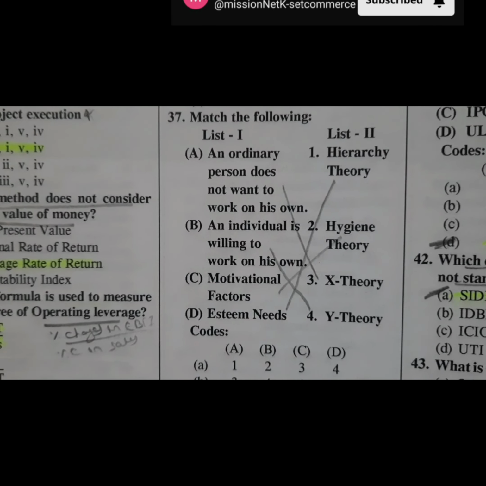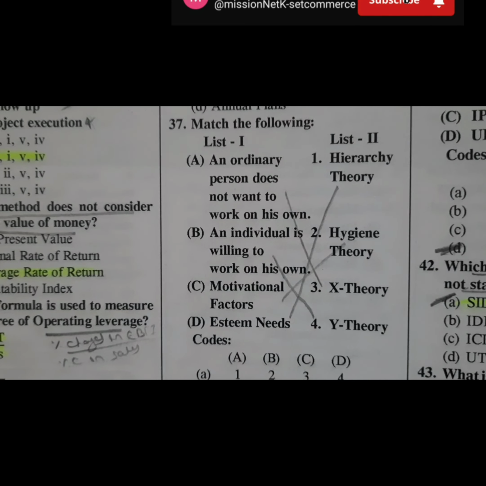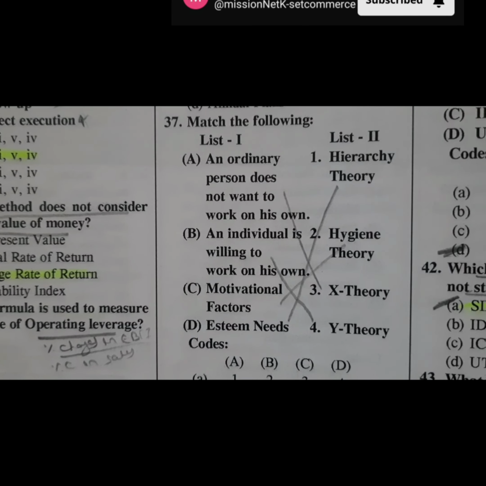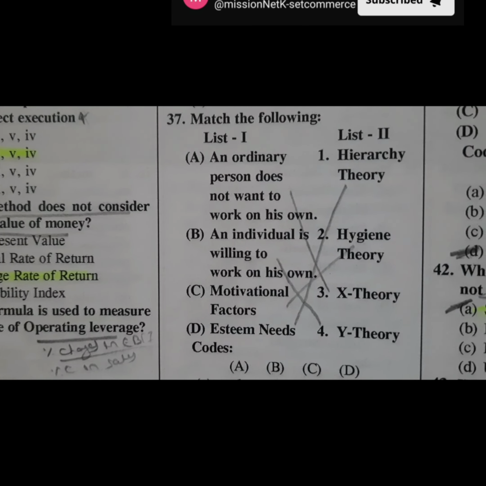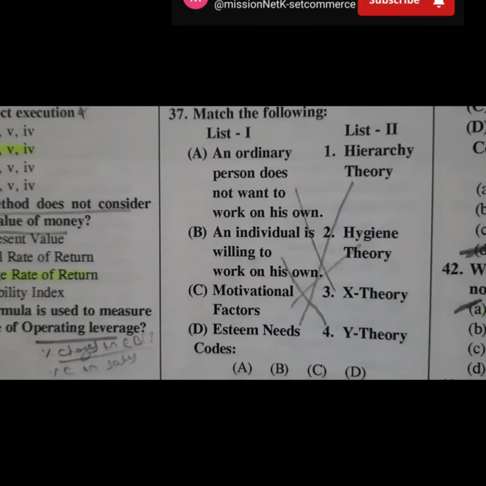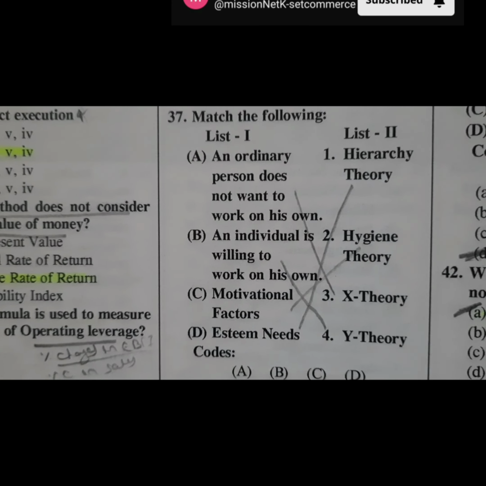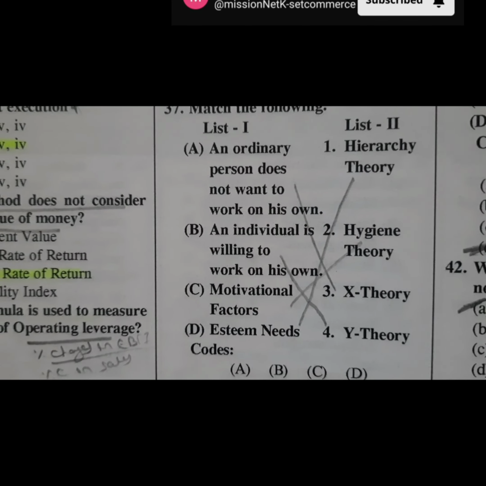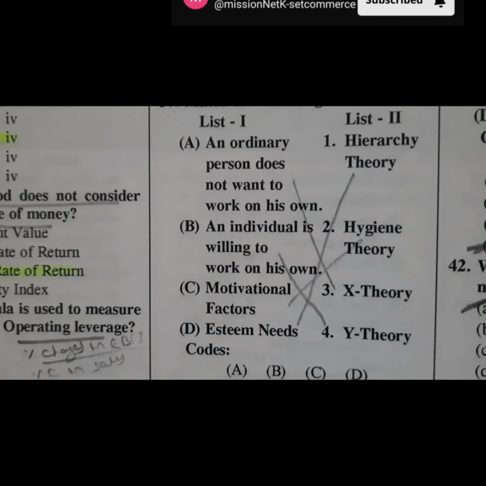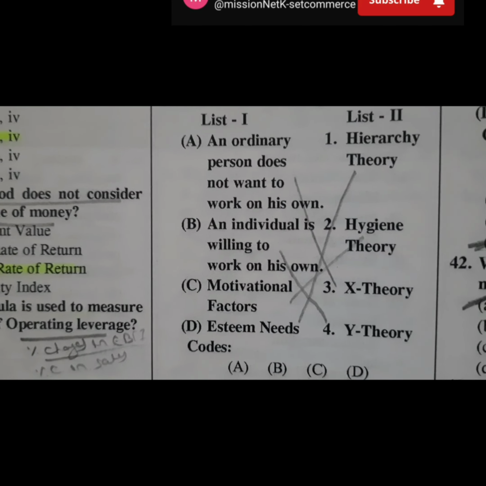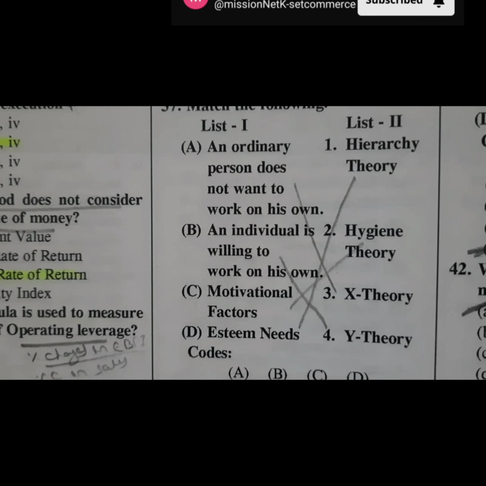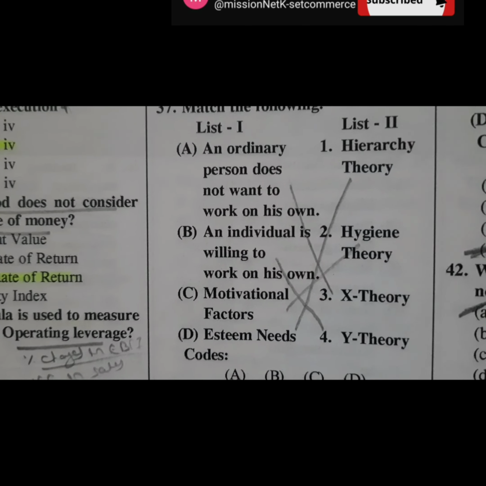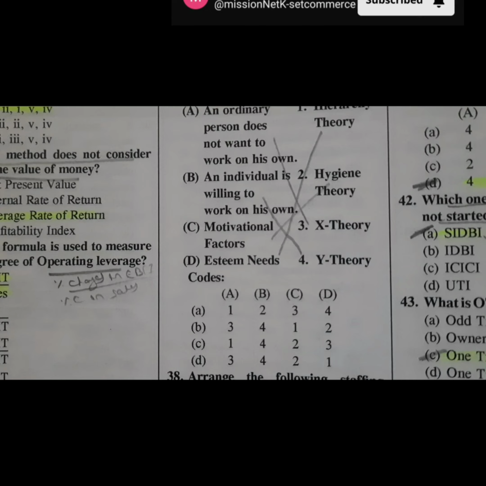The next question is, match the following. List 1 is given and list 2 is given. The first one is, an ordinary person does not want to work on his own is related to theory X. An individual is willing to work on his own is related to theory Y. Motivational factor is related to hygiene theory. Esteem needs is related to hierarchy theory. The right answer for this question is option D.